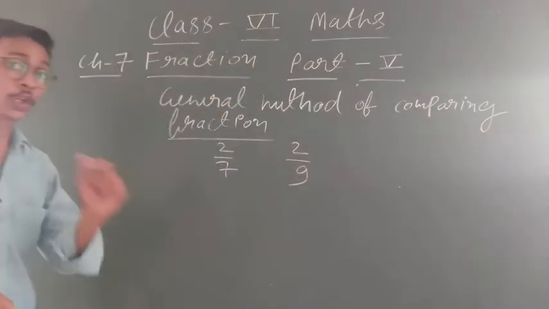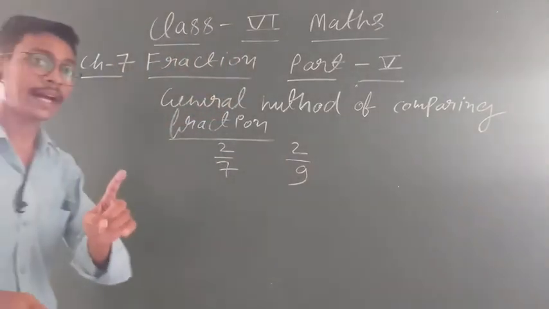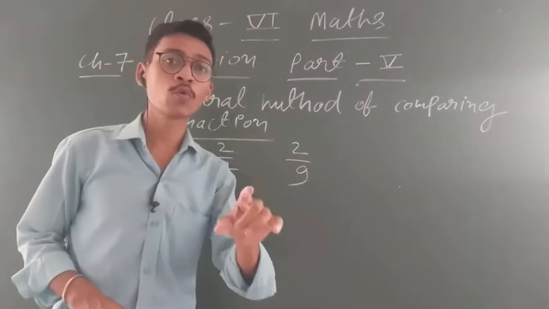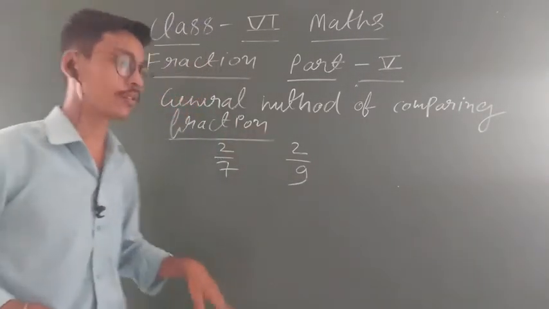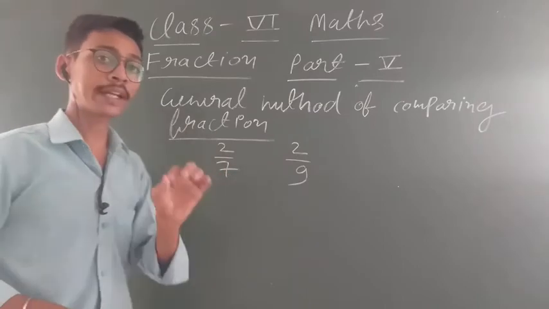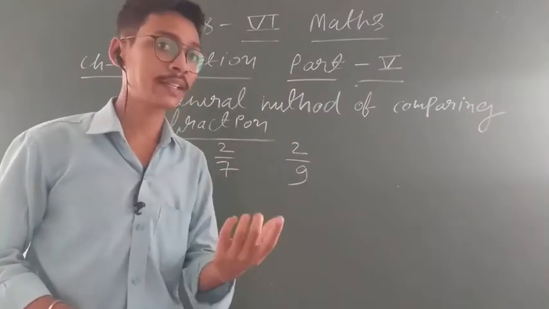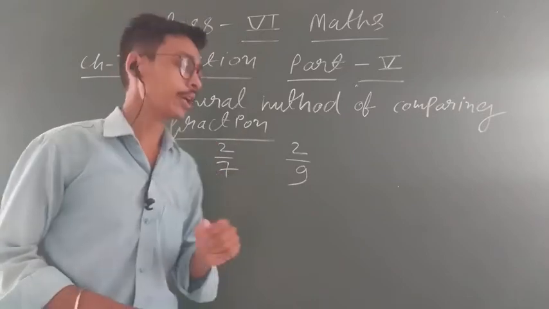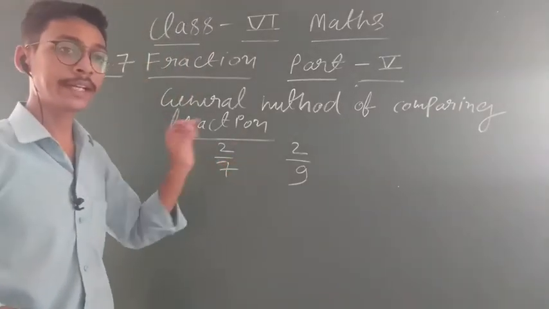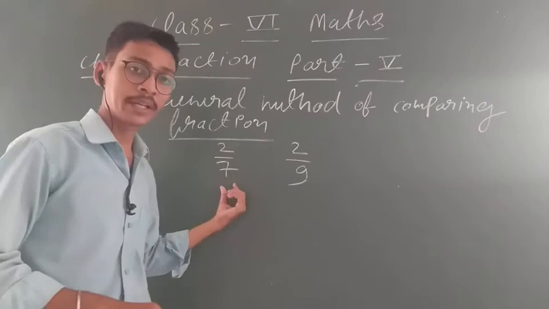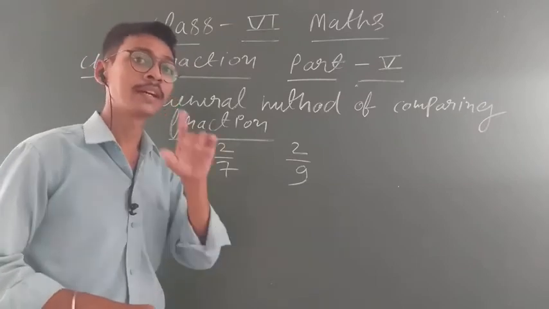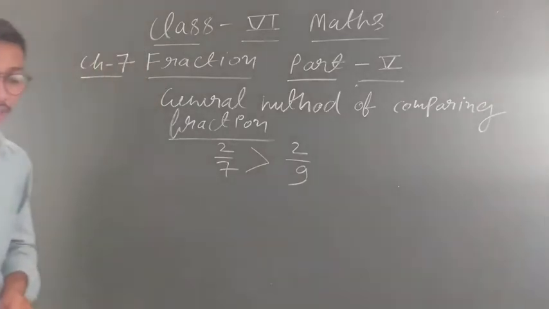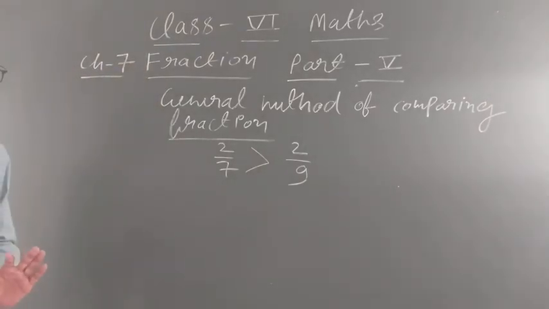Okay, student, 2 upon 7 and 2 upon 9. Again I explain, student. This is the fraction whose numerator is equal. If the numerator is equal, it means they are in the category of unlike fractions, because like fractions have equal denominators. So if the numerator is equal, the fraction with the smaller denominator is the greater fraction. So now 2 upon 7 will be greater. So by this you can solve the question very easily.